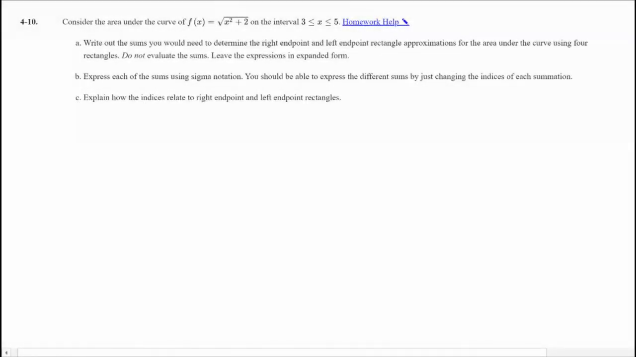Here we're asked to consider the area under the curve for the square root of x squared plus 2 between 3 and 5. So write out the sums you would need to determine the right endpoint and left endpoint rectangle approximations for the area under the curve using 4 rectangles. Do not evaluate. Okay, so first thing I'm going to find the width.